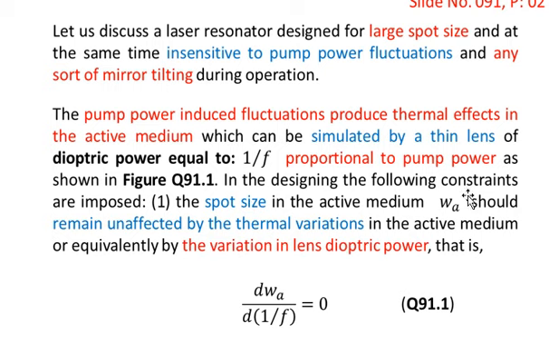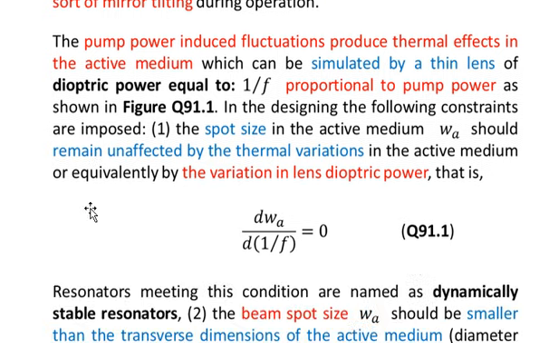In the designing, the following constraints are imposed. Constraint number 1, the spot size in the active medium represented by WA should remain unaffected by the thermal variations in the active medium, or equivalently by the variations in the lens dioptric power. So you see that this is our requirement, that our spot size should remain unchanged or unaffected by the thermal variations in the active medium, which is equivalently represented by variations in the lens dioptric power in our system.